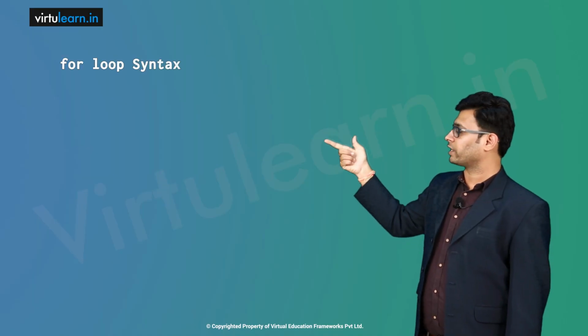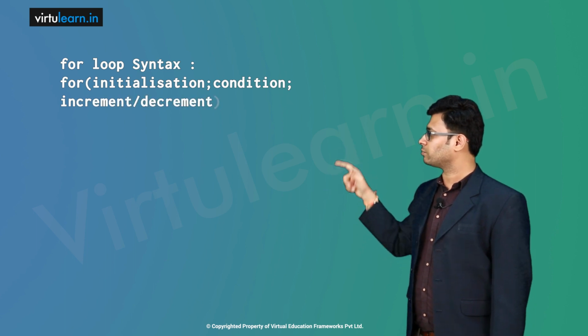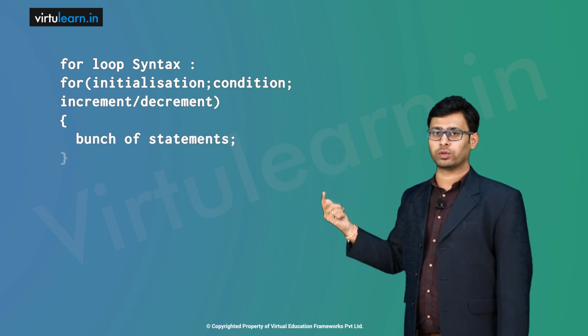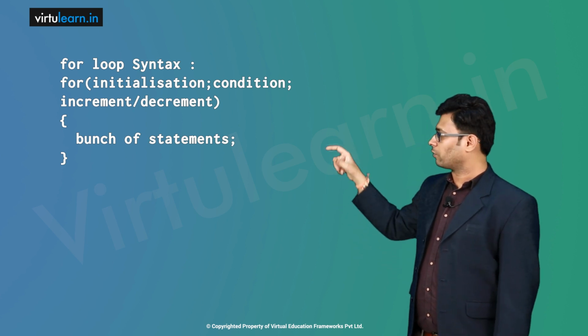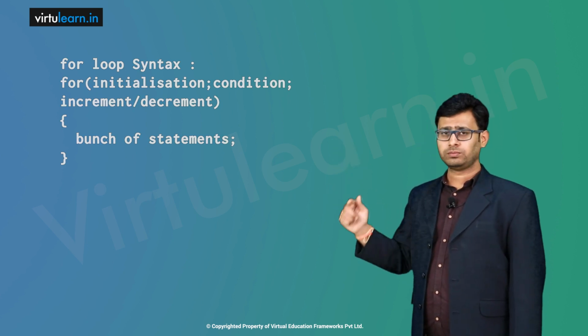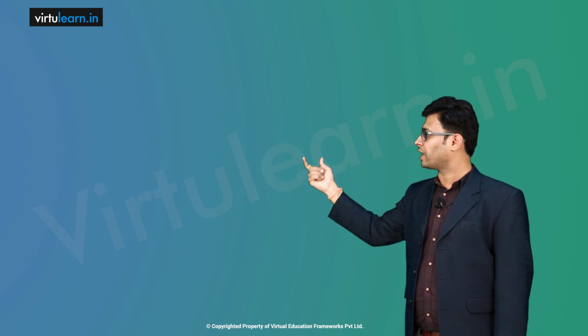So this is how we need to write the for loop. Within the curly braces, we are going to write the bunch of statements that we need to execute repeatedly, right? This is how we are going to use this for loop. Next, in post test we have do while.